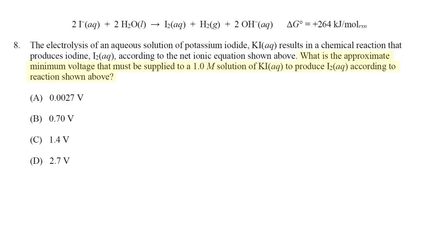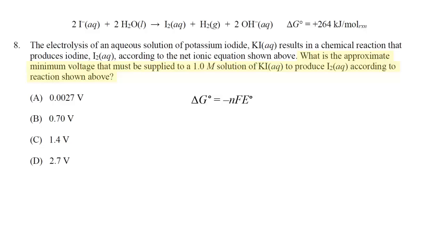It says, what is the approximate minimum voltage that must be supplied to a 1.0 molar solution of aqueous potassium iodide to produce iodine according to the reaction shown above? So in this particular calculation that we're going to do for question 8, it's going to involve this equation that you have seen before in this video. Delta G is equal to negative N times F times the cell potential.